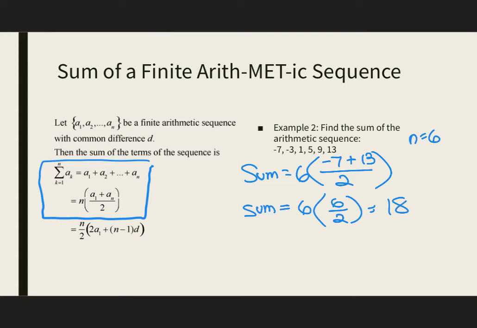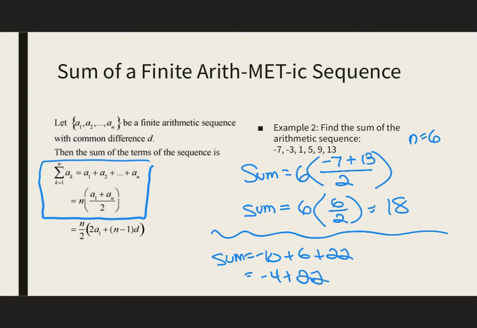Now, what if we just added those up together? If we just did it by hand, we might as well just do that. So we have -7 and -3 is -10, and 1 plus 5 is 6, and 9 plus 3 is 22. And so then that equals -4 plus 22, which equals 18. And those two things are the same. But I encourage you to use the formula so you can get familiar with it.